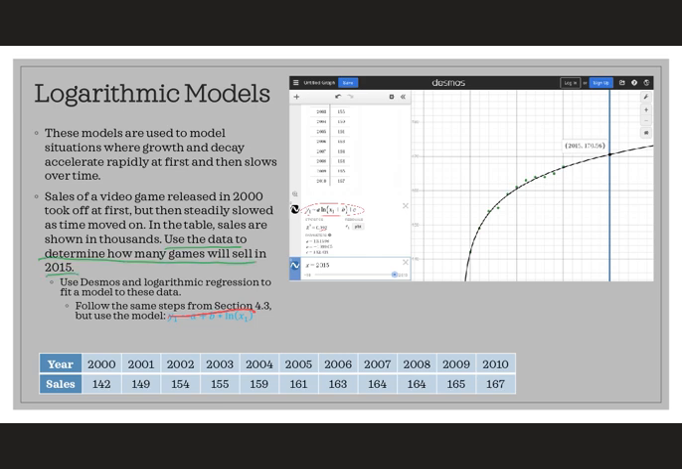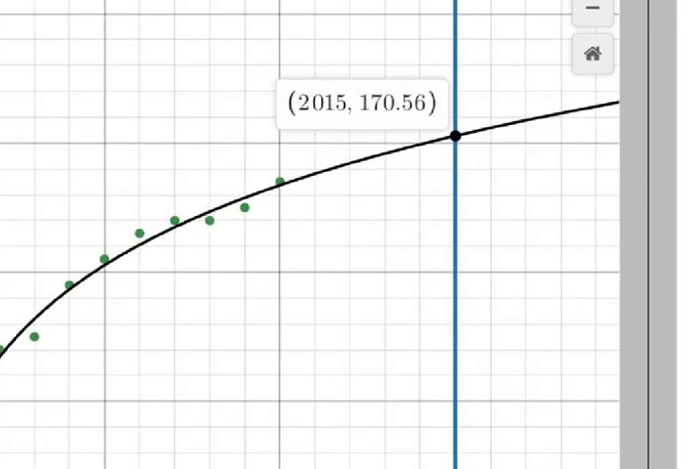Okay, year is our X values, sales are our Y values. So we're going to type in a row, X is 2015, and we're going to come over here. All right, 2015 is our year, which means we're going to sell 170.56 games.